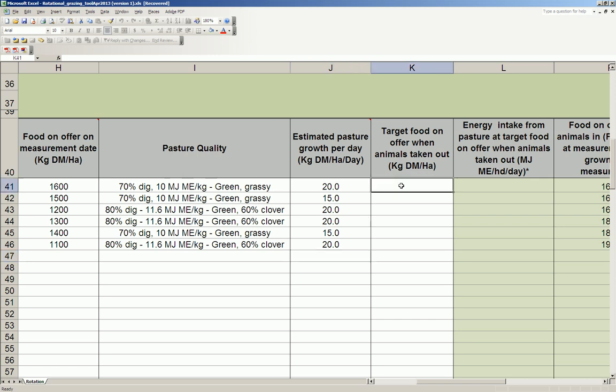Now the target food on offer when I take the animals out. To work this out, it needs to be based on a few things. So firstly, the amount of feed the animals actually need.